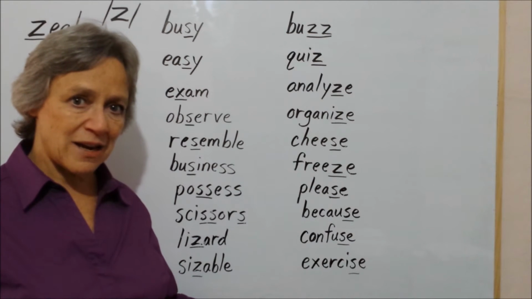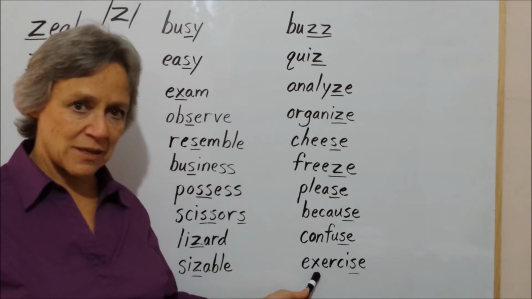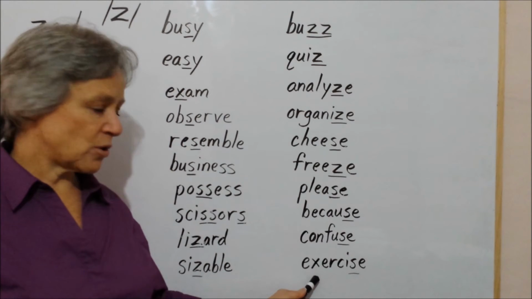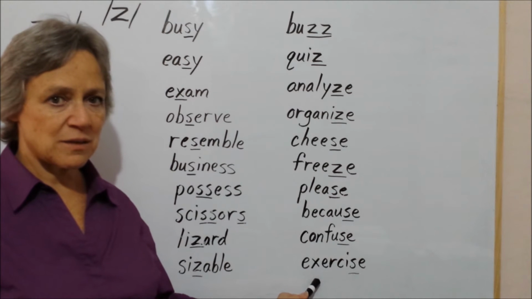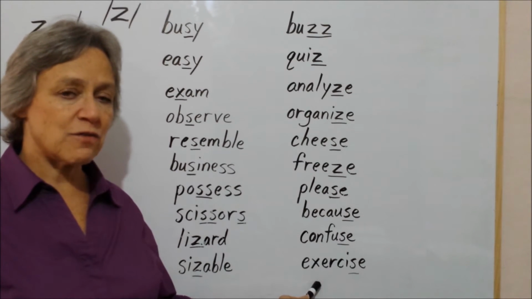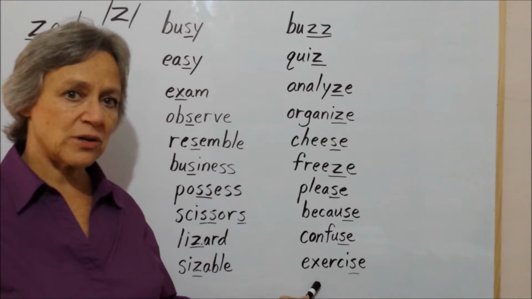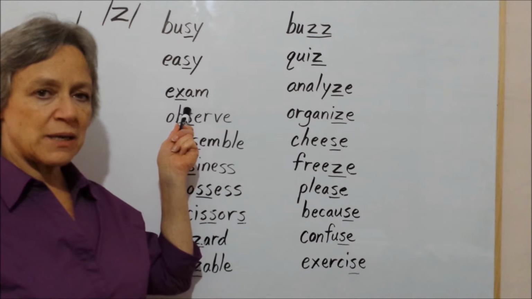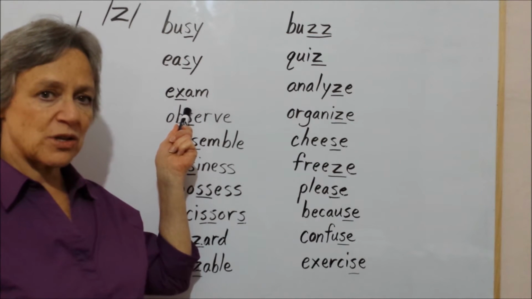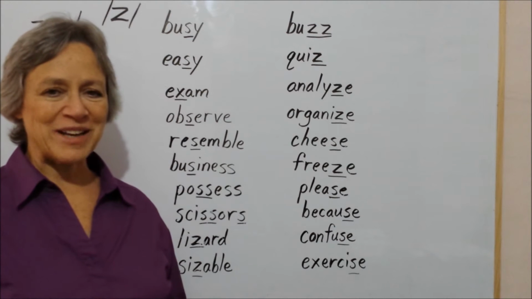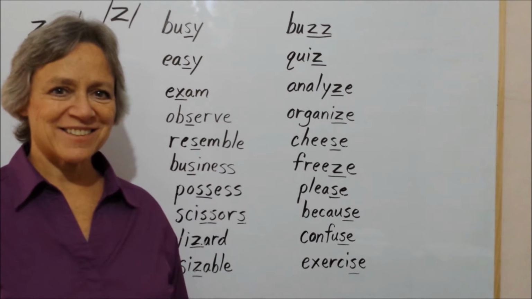Notice I did not underline the letter X in this word. I did in this word, but in this word the letter X does not make the Z sound. It makes the voiceless sounds K, S. This one, however, makes the voiced sounds G, Z. Okay, just some words to practice.